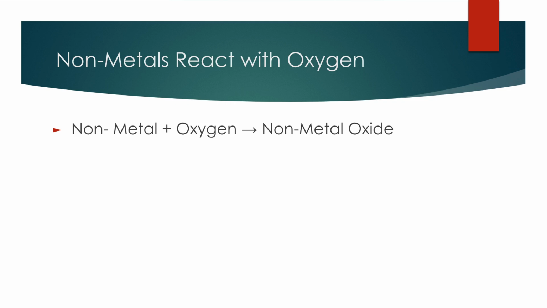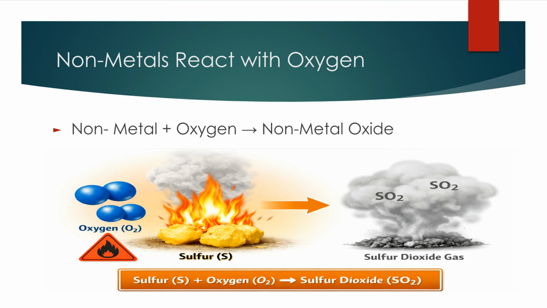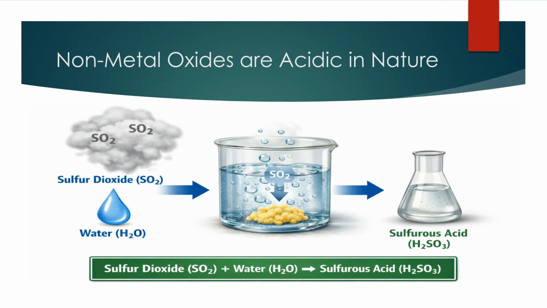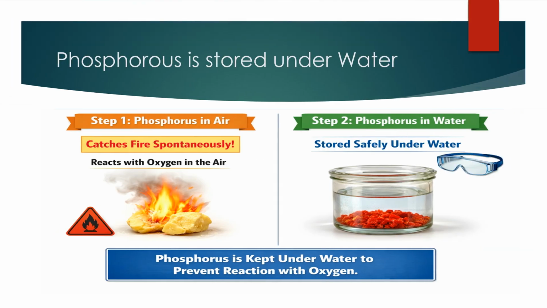Nonmetals also react with oxygen to form nonmetal oxides. For instance, burning sulfur in oxygen produces sulfur dioxide gas. In contrast to metal oxides, nonmetal oxides are acidic in nature. When sulfur dioxide is dissolved in water, it forms sulfurous acid. Phosphorus is stored underwater because it is a highly reactive nonmetal that can catch fire when exposed to air.